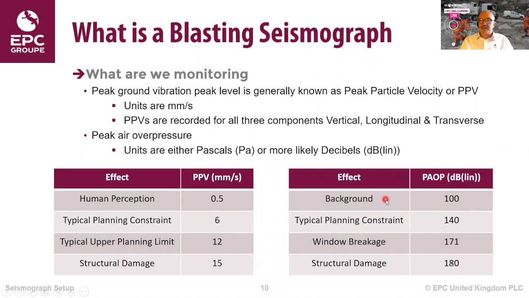In terms of air overpressure, if you go outside and record background levels, you'll get around about 100 dB linear. A widely recognized limit would be 140 dB linear. Window breakage will happen at 171, so you can expect all windows to break at 171 decibels. You start to get structural damage at around about 180 decibels. Most blasts, in terms of ground vibration, most quarries would generally expect to get around 1, 2, 3 millimeters, 4 millimeters, those kind of numbers. And the typical levels for air overpressure would be 110, 115, 120, 125 decibels, those kind of numbers.